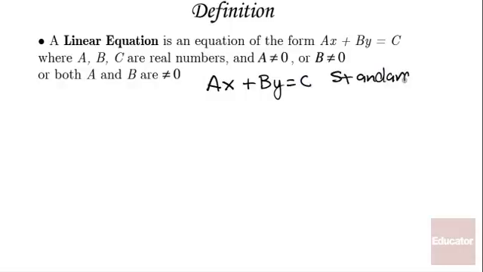So this is the standard form of a linear equation, where a, b, c are real numbers and a does not equal 0, or b does not equal 0, or both a and b are not equal to 0. What this is saying is that a may be 0, or b may be 0, but they can't both be 0. And if you look at this, it makes sense.